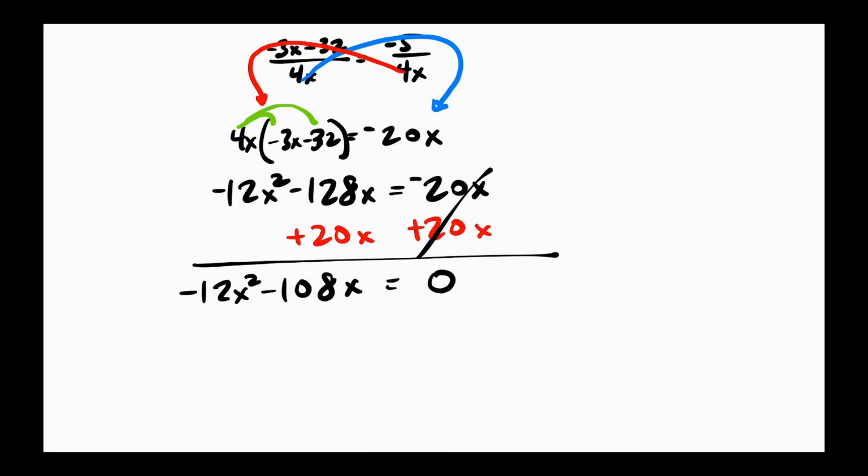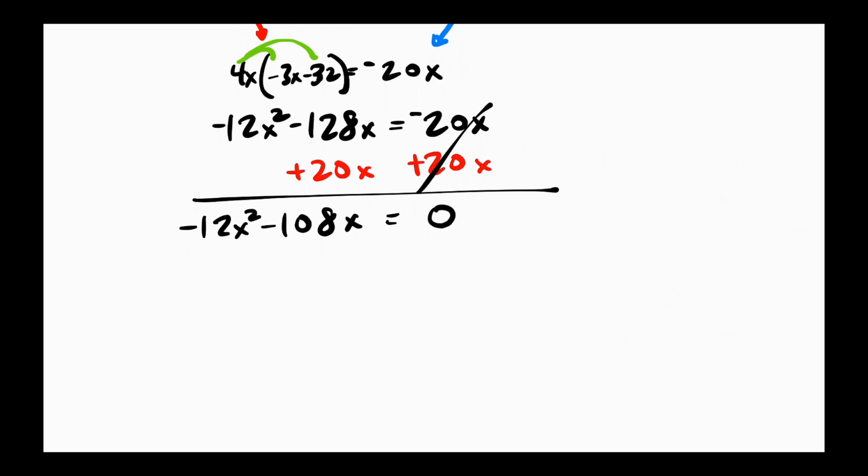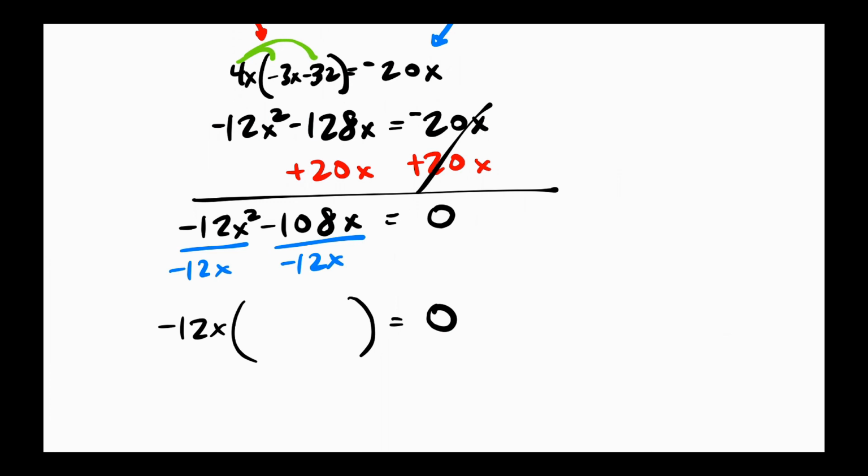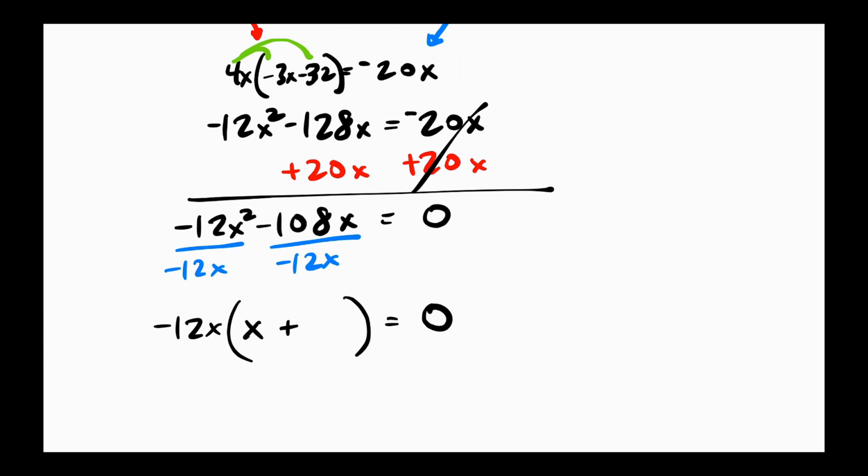Binomial. This is a binomial. It's equal to 0. It's got a squared, and it's two terms. So I'm going to follow the binomial steps. Set it equal to 0. That's what I just did. GCF. So what's the GCF going to be for negative 12x squared and negative 108? It's going to be negative 12x. Yeah, negative 12 and then an x. So I put negative 12x on the outside. GCF always goes on the outside. And then when I divide it, I get positive x plus 9.